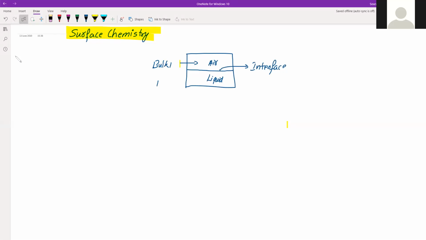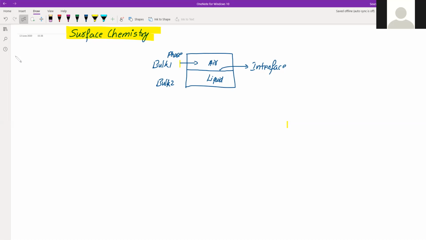So this is bulk 1, this is bulk 2, or bulk phase 1 and 2. That constitutes a good amount of mass, and those two masses, when they are in contact, will have a contact surface or surface of contact, that is called interface. The branch of chemistry which deals with the study of different phenomena occurring at that particular surface or such type of surfaces is called surface chemistry.